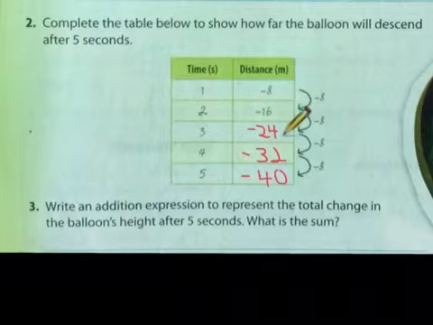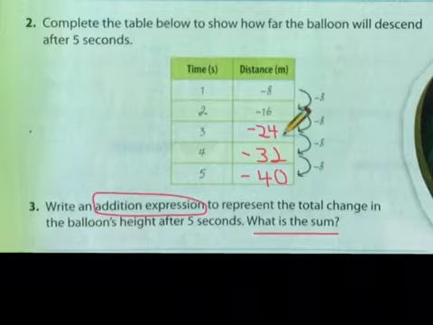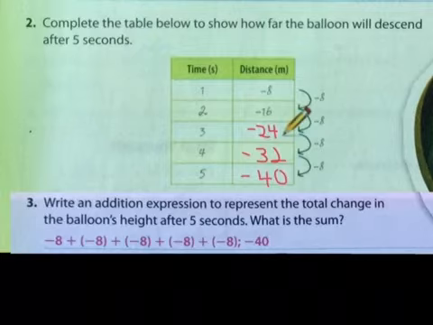Because we are descending. Number 3. Write an addition expression to represent the total change in the balloon's height after 5 seconds. What is the sum? We're not multiplying, we are writing an addition expression. If we had to add it up, we're adding negative 8 plus negative 8 plus negative 8 plus negative 8 plus negative 8. We are literally adding negative 8 each time as we move down, which would be, in total, negative 40. But why add them when we can simply multiply?